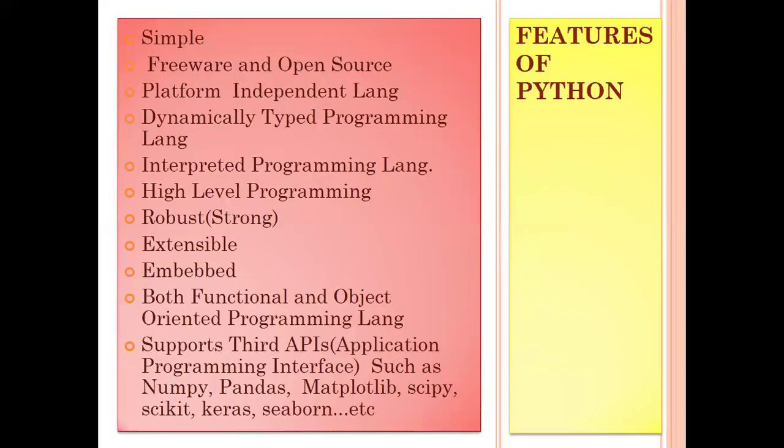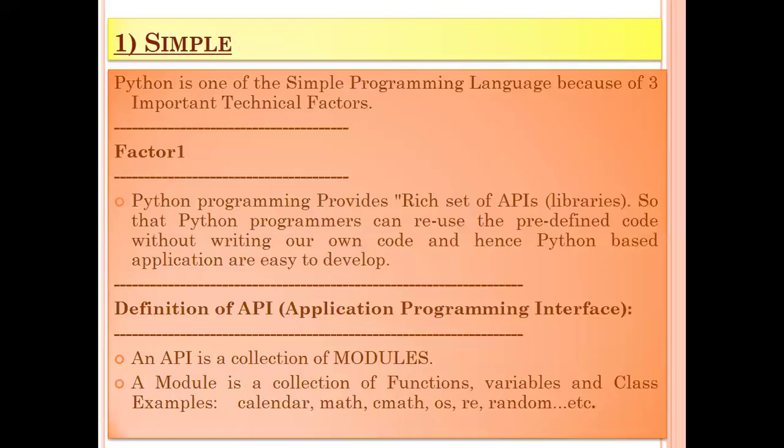Let's get back to the features. So we have 11 features. What are those? First of all, the first feature is simple. Second is freeware and open source. Third is platform independent language, dynamically typed programming language, interpreted programming language, high-level programming language, robust, extensible, embedded, both functional and object-oriented, and support for third-party APIs.